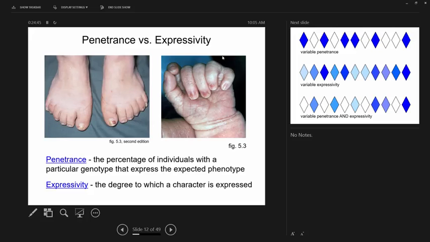So in this case, you see, look, there's an extra toe there, and it looks legit, right? But there's all kinds of differences, from a full extra toe to everything down to a little stumpy thing that's barely there. That's difference in expressivity. But polydactyly shows differences in penetrance and expressivity. So some people who have the polydactyly allele don't get it at all. Of those that do get it, there is a variation in the severity of it.